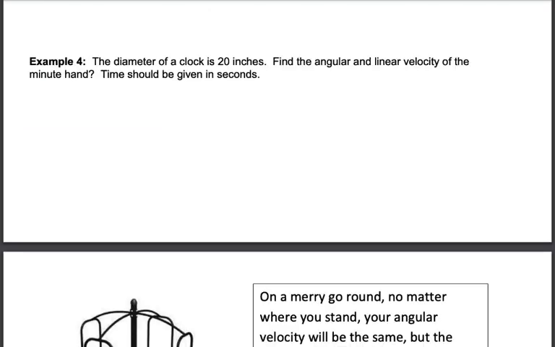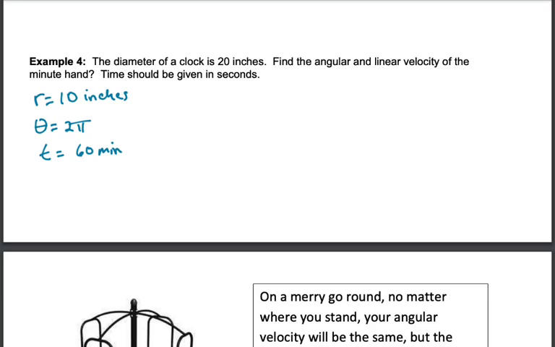On the next example, we have the diameter of a clock is 20 inches. So that makes the radius equal to 10 inches. Find the angular and linear velocity of the minute hand. If you think about a clock and the minute hand, it makes a full circle. So theta will equal 2 pi, and it will take a full 60 minutes for that minute hand to go around the clock 1 time.